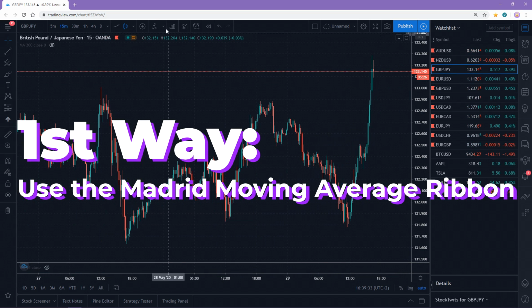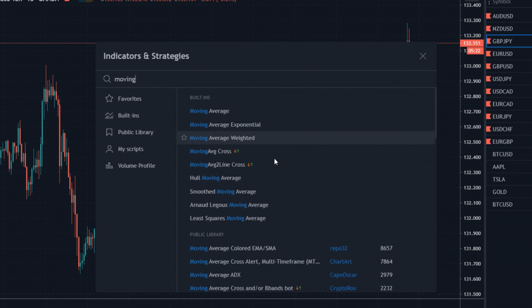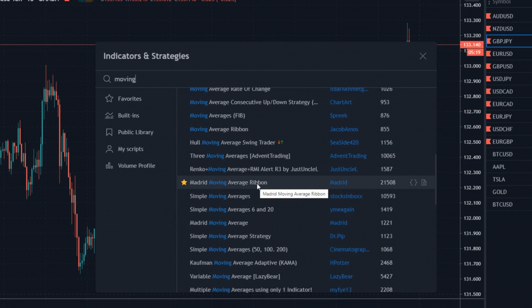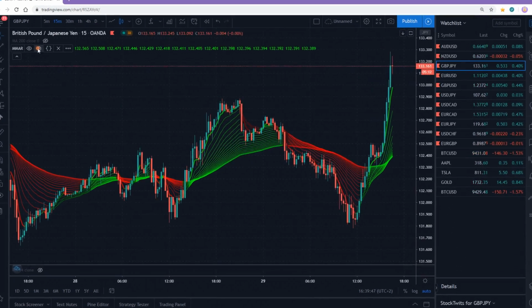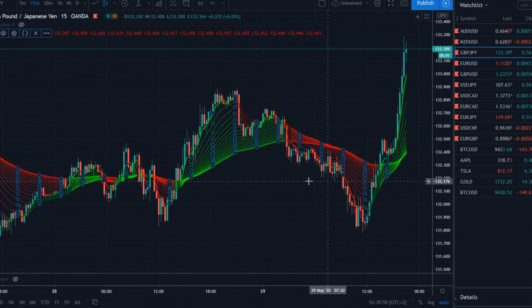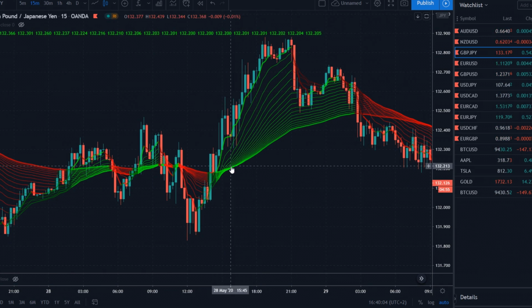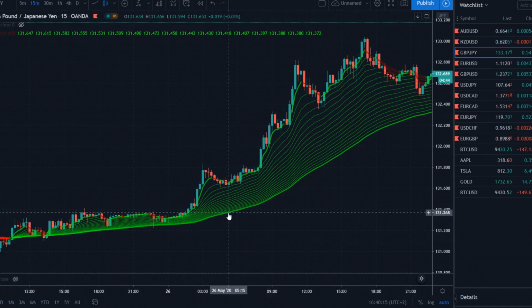The first way, use the Madrid moving average ribbon. Go to TradingView, enter moving, scroll down a little and you'll find this awesome indicator. It includes 18 exponential moving averages and they show you the trend direction. The wider the range between a 5-day EMA and a 90-day EMA, the stronger a trend is.